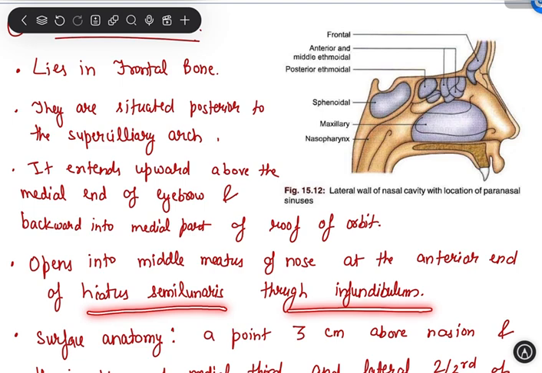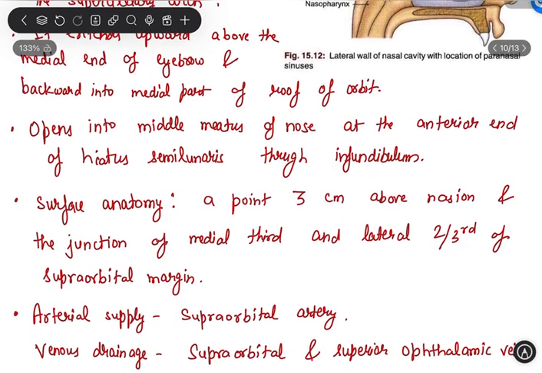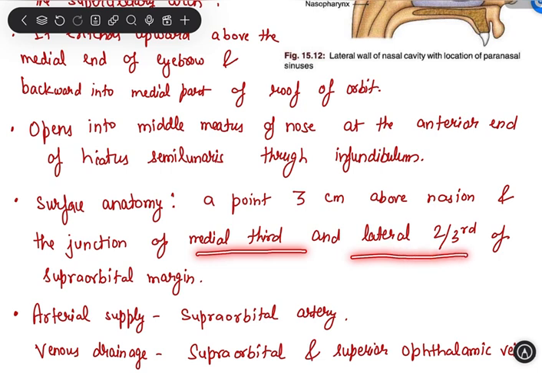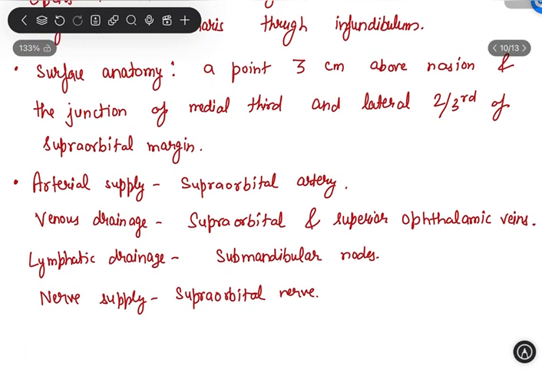infundibulum. What is the surface anatomy of this frontal paranasal sinus? It is a point 3 centimeter above nasion and the junction of the medial third and lateral two-third of the supraorbital margin. What are the vasculature and the lymphatic drainage?